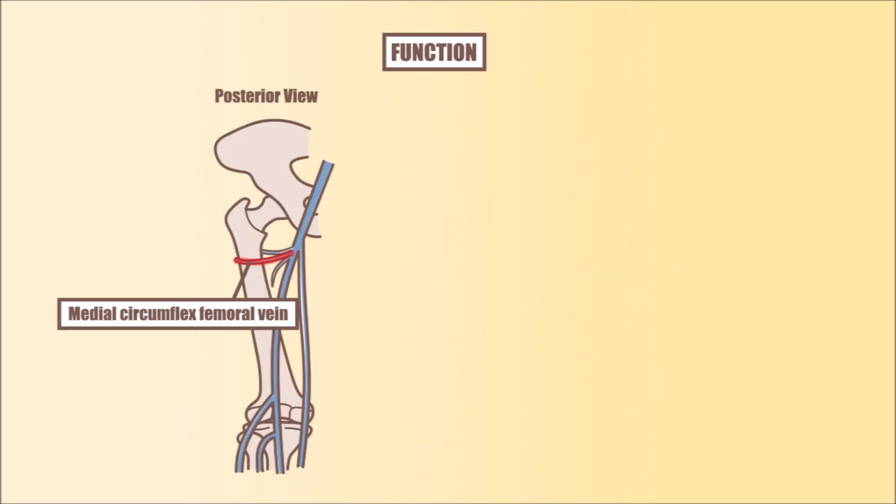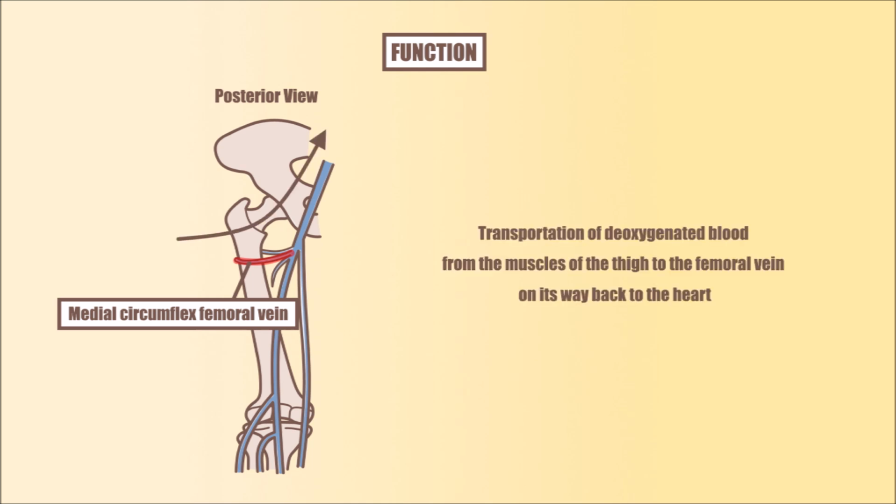What is the function of this vein? This vein's main function is in the transportation of deoxygenated blood from the muscles of the thigh to the femoral vein on its way back to the heart.